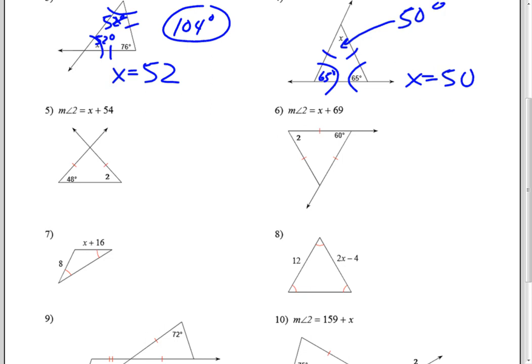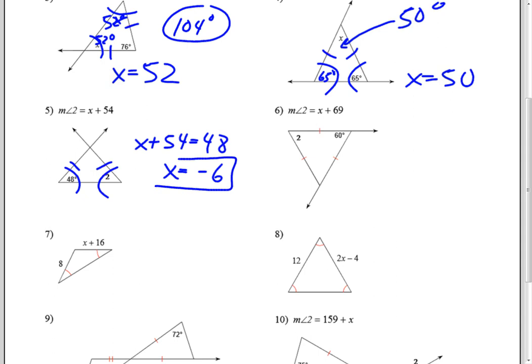Measure of angle 2 is x plus 54, but we also know that this equals this. Therefore, x plus 54 equals 48. X equals -6. So it's okay to get negative values for your variables, as long as your angles end up to be positive.